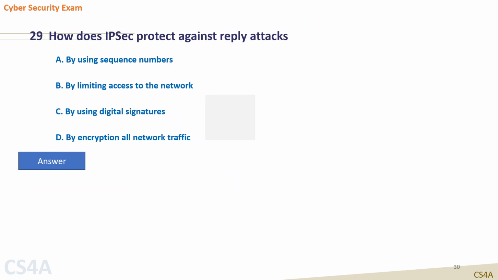So here the question is, how does IPsec protect against replay attacks? What is a replay attack? In a replay attack, the man in the middle eavesdrops on the communication, alters the packet and resends the packet to the client. This is to disrupt the communication, or to alter the execution flow on the client side. So how to protect against this? By using sequence numbers, by limiting access to the network, by using digital signatures, or by encrypting all network traffic.